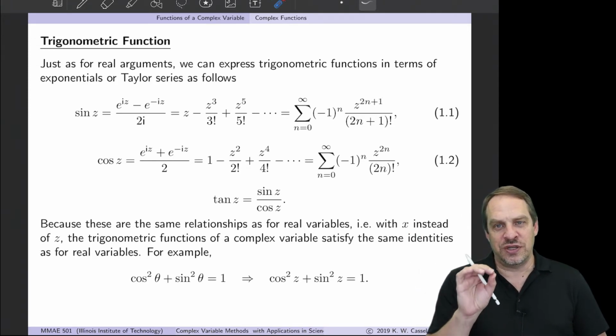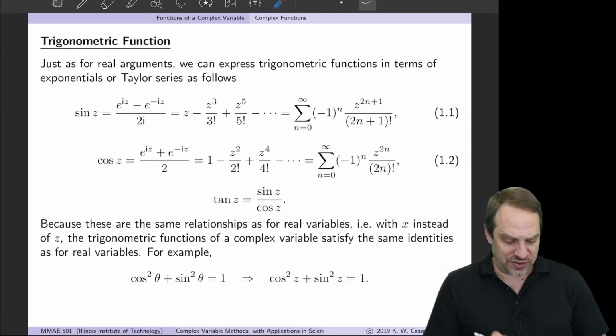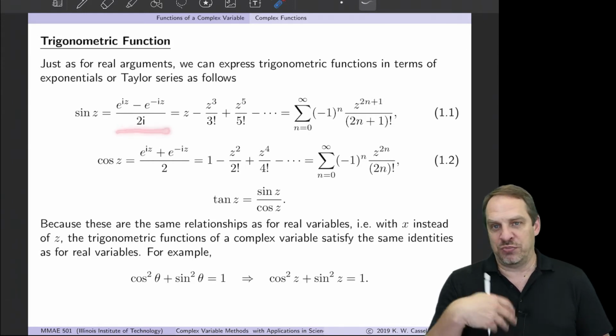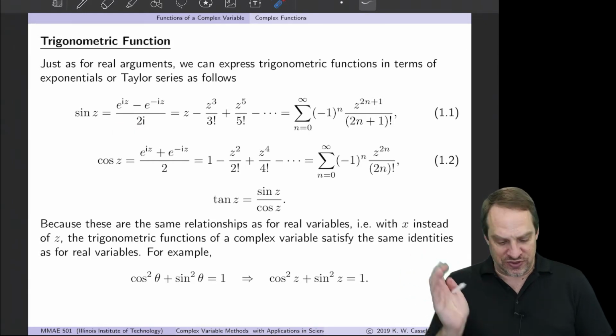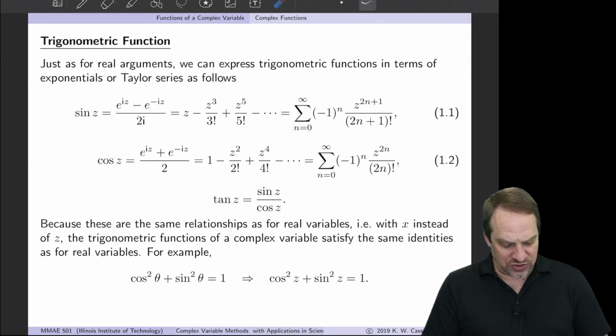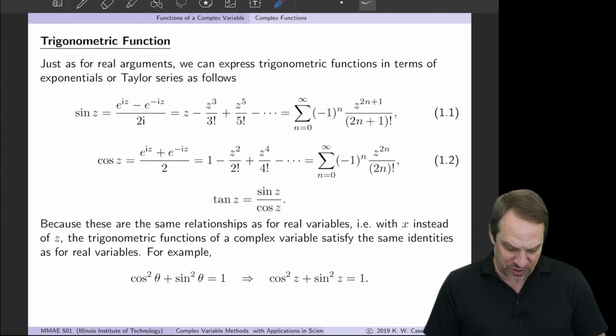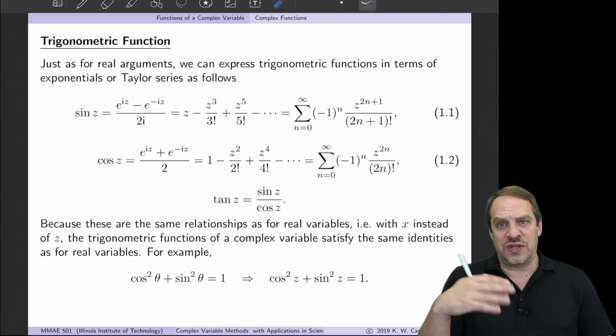The good news here is that there's nothing fundamentally different from what we are familiar with from the real case. So if you look at trig functions, sines and cosines, you can write sine of x is e to the ix minus e to the minus ix over 2i. Put in a z for the x and everything's the same. Taylor series is the same as what we learned for real functions. Same for cosine. Tan z is still sine z over cosine z, just like for real variables. So the good news is nothing changes.